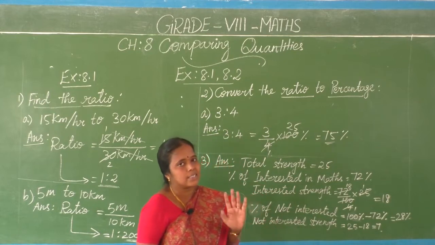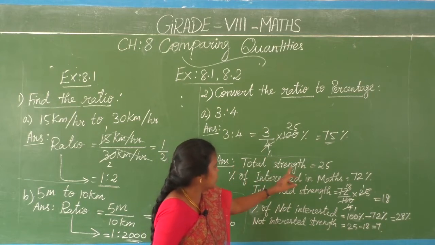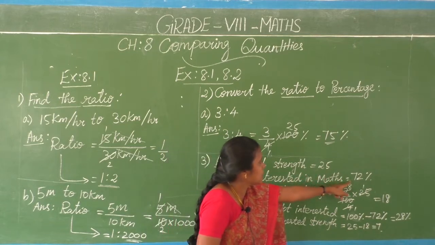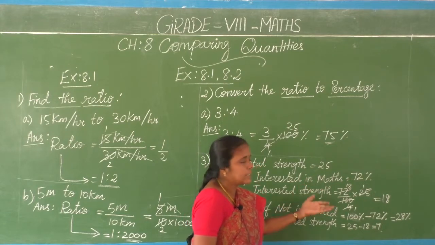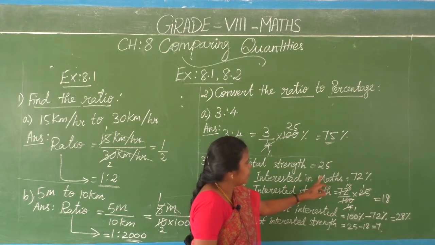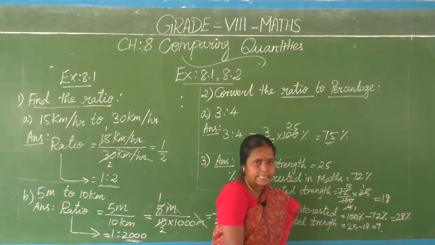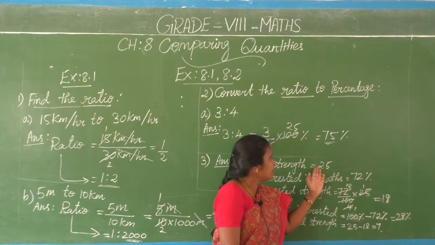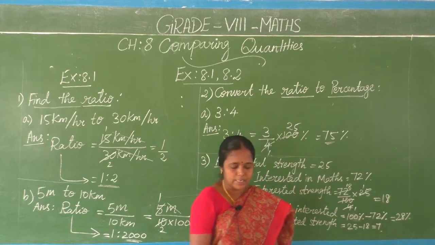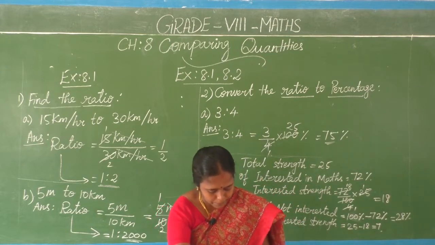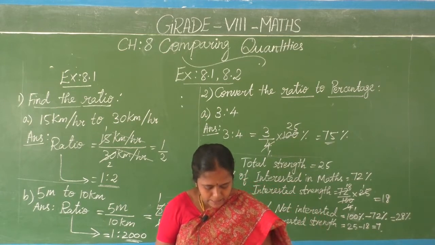Now students not interested in maths. Understood, children? What is given? In the class there are 25 students. Among that, 72% of the students like maths. They are asking how many students are not interested in maths. So first of all we have to find 72% of 25, how much. That time our answer is 18. If you subtract 18 from 25 you will get the answer 7. The 7 is the students who are not interested in maths. Understood?